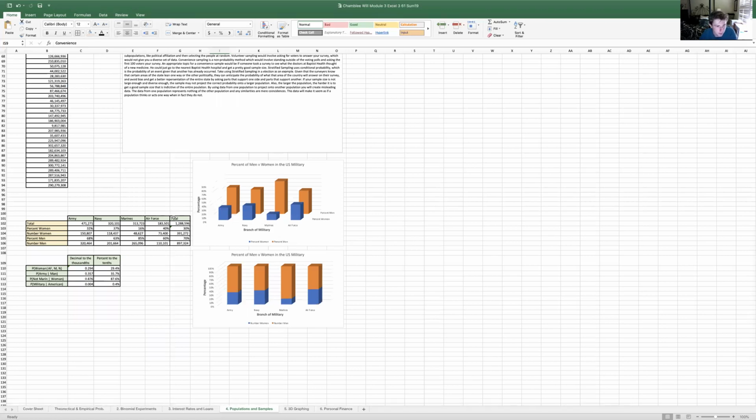This was really surprising. 1 million people are in the armed forces. 30% of that is women, 70% is men. You can see the graphs here. More men in the Army, Navy, Marines, and Air Force. By far the Marines.